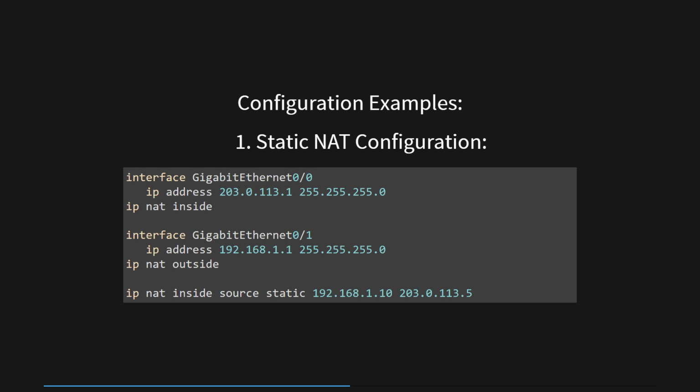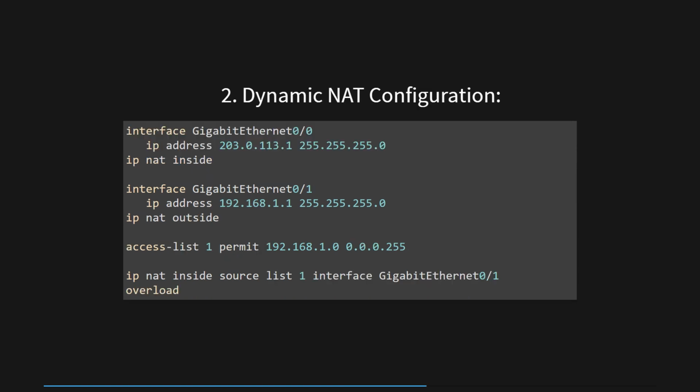Static NAT is beneficial for hosting services internally, such as web servers, and making them accessible from the internet with a fixed public IP address. Dynamic NAT allows multiple private IP addresses to be mapped to a pool of public IP addresses. This configuration is useful for conserving public IP addresses while allowing dynamic outbound connections from the internal network.